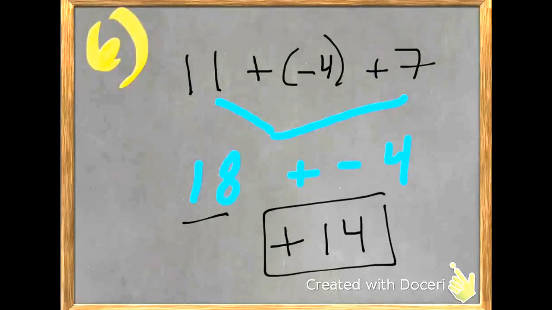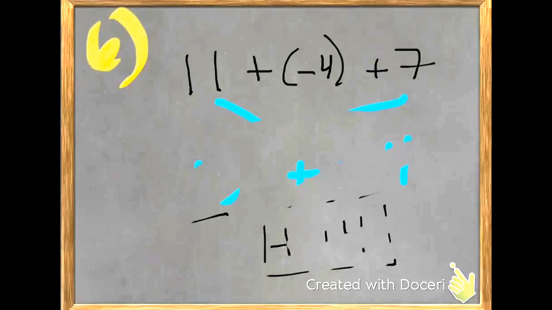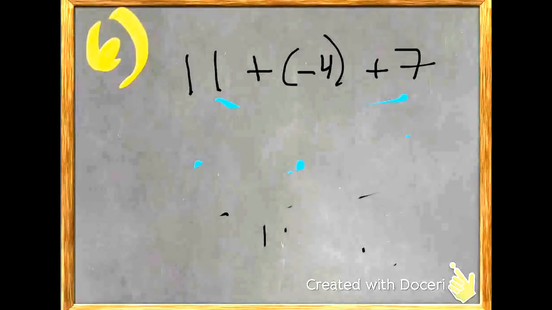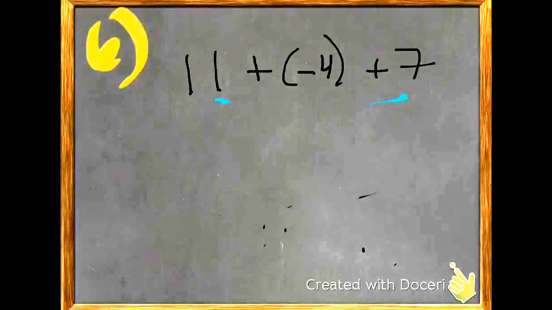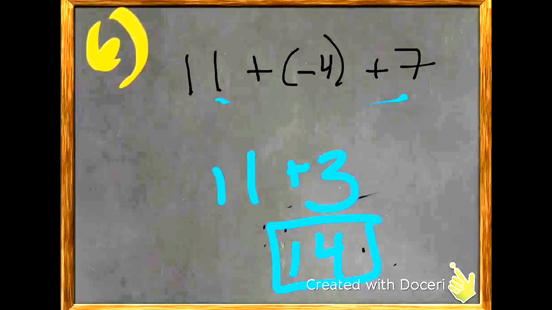You can add these in any order, so if you feel more comfortable adding the 7 and the negative 4 first, that would make sense. 7 and the negative 4 would be 3. Sorry, this is taking forever. So 7 and a negative 4 would be 3, and then I can add the 11, and I still get 14. So it's really about what's easiest for you.